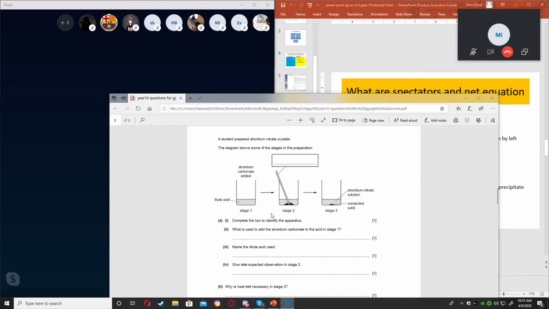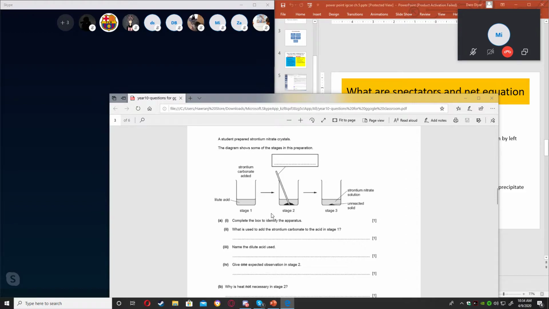What is used to add the sodium carbonate to the acid in stage 1? How do we add any solid? What do we call that thing in the lab when we add a solid to a solution? Okay, what do we call it, Ada? Do you know that? No, I have no idea. Okay, we call it spatula. Spatula, it is like a spoon. You have seen it in the lab, yeah?